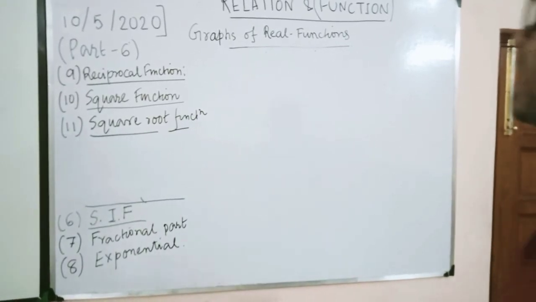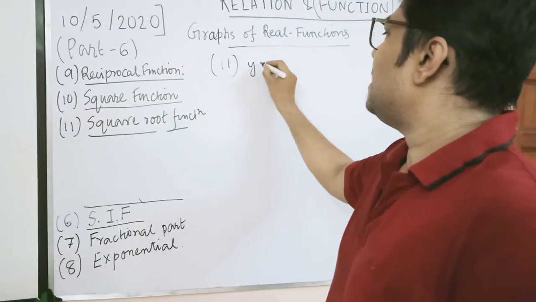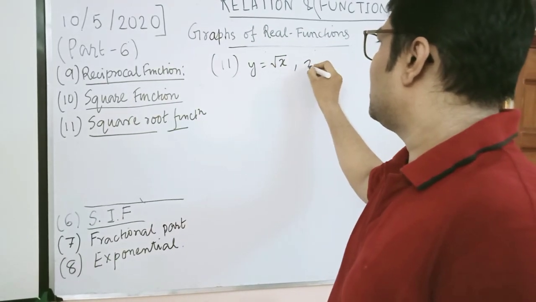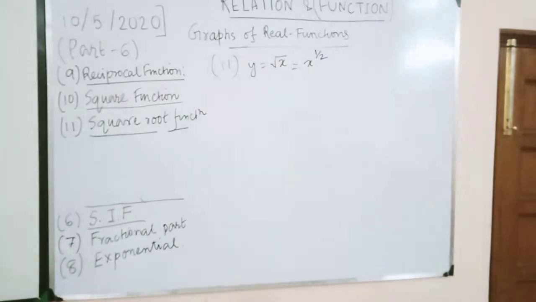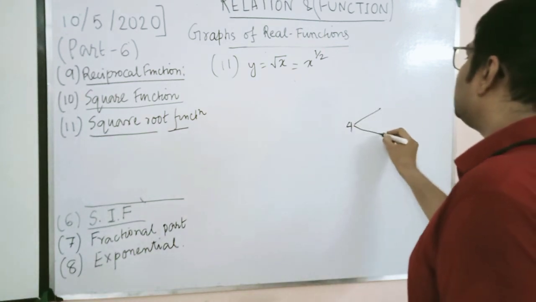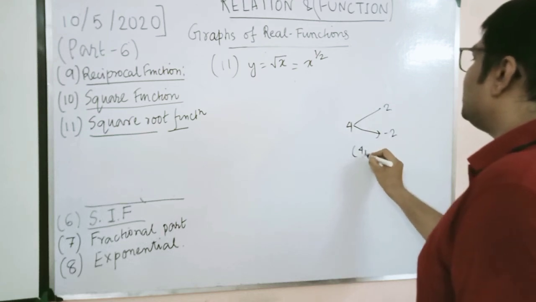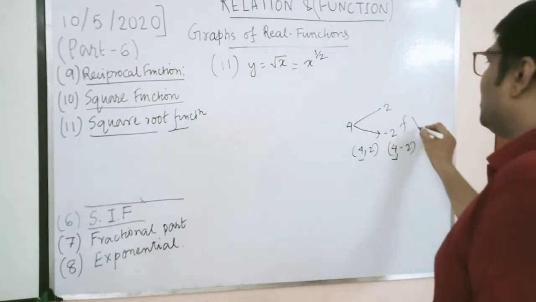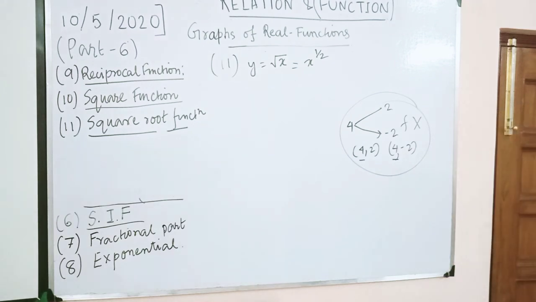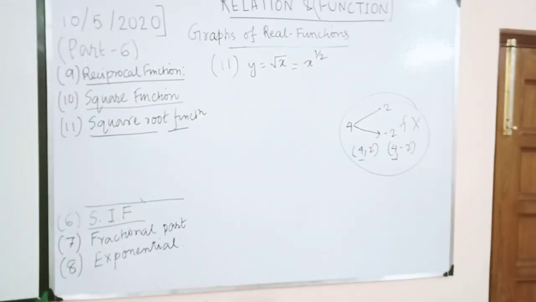Next we discuss the square root function. The square root function is y equals root x, or you can say this is x to the power half. Now if you remember, in the previous parts we discussed that root x as such fails to be a function because it produces two images and violates the second rule. That means if 4 is there, it produces 2 and minus 2, two ordered pairs with the same first element. So this is not a function. This we learned. If you do not remember, go through the previous videos.